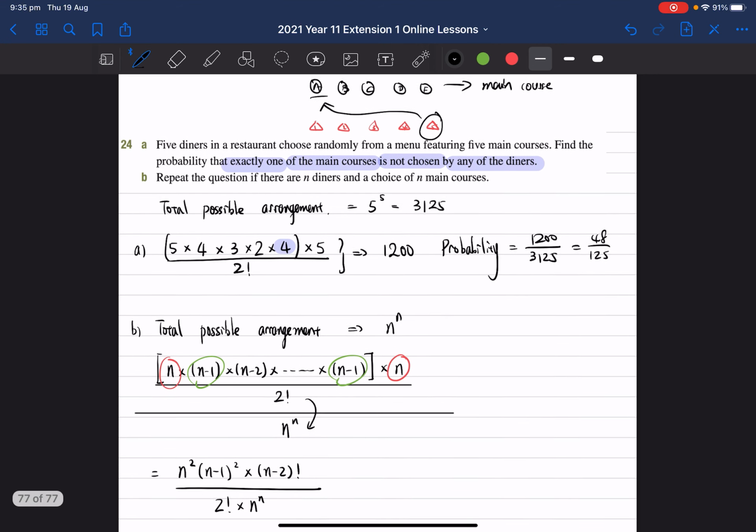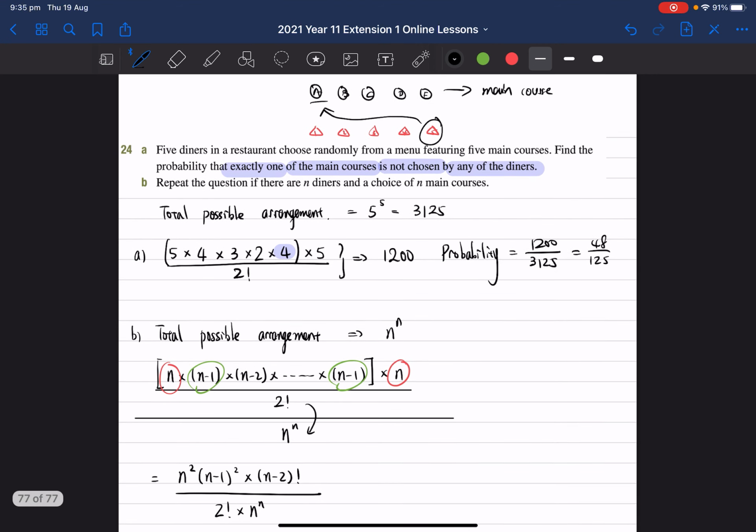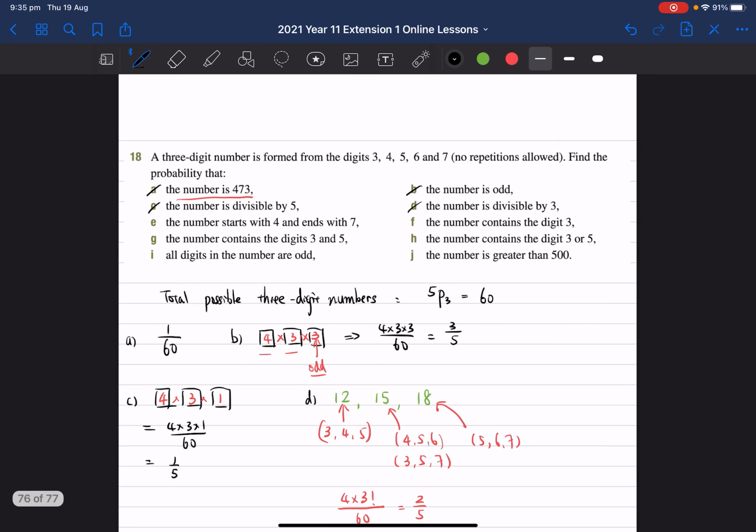Hopefully you enjoyed this question. It's a pretty interesting question. That's the reason I picked it. The rest of the other questions, like question 18, are pretty standard. As long as you know how to do the restriction type of question, the rest of them should be quite easy.